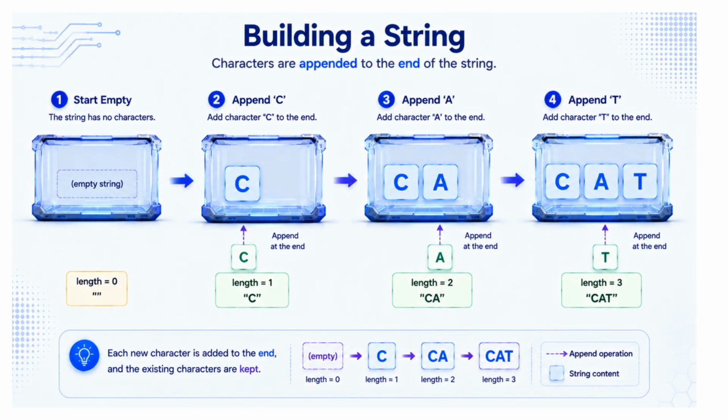Now let's see how we can build a string step by step. We begin with an empty string. Its length is 0. First, we append the character C. The string becomes C. Now the length is 1. Next, we append A to the end. The string becomes CA, and the length becomes 2. Finally, we append T. Now the complete string is cat, and its length is 3. This process is called appending. Appending means adding a new character to the end of the existing string. So remember, we can start with an empty string and build a complete word, 1 character at a time.